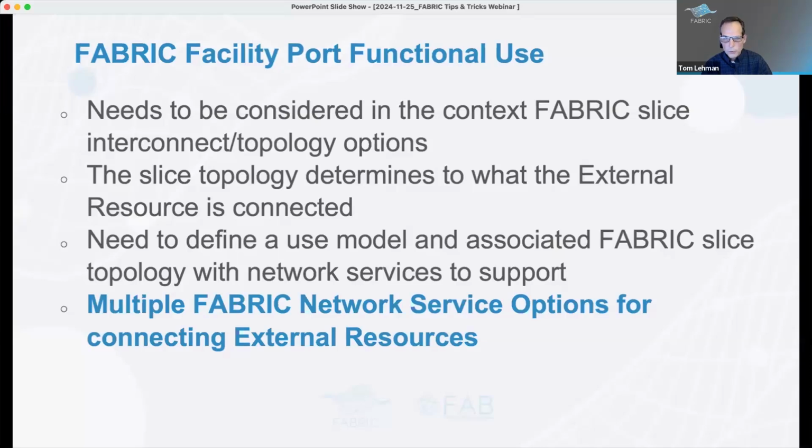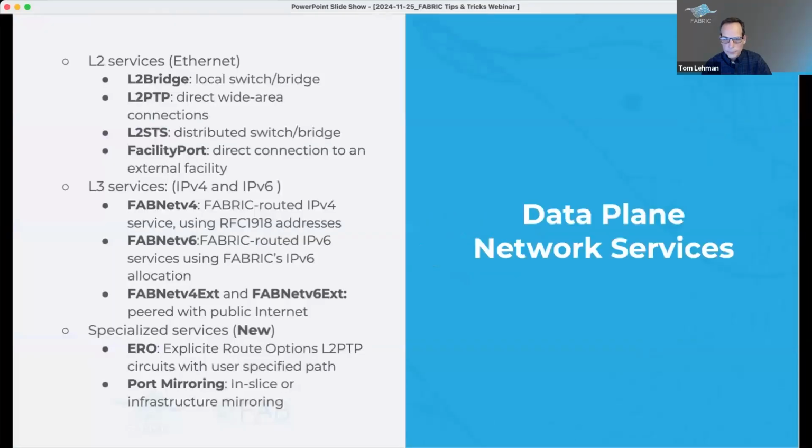So it's useful to just look at those network services for a little bit so people can get an understanding of when you think about bringing in an external resource through a facility port to your experiment slice on Fabric, how do you want to connect it and what are your options? So at an overview level, these are the types of ways from a network service perspective you can glue things together on Fabric into external resources. And I'm just going to go through these quickly just so you can see what those are.